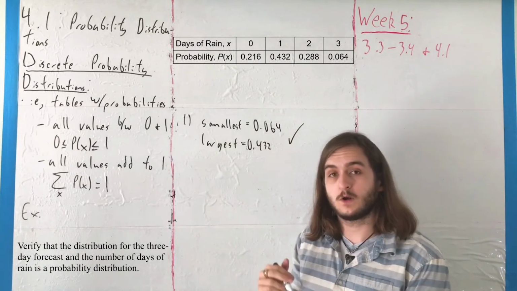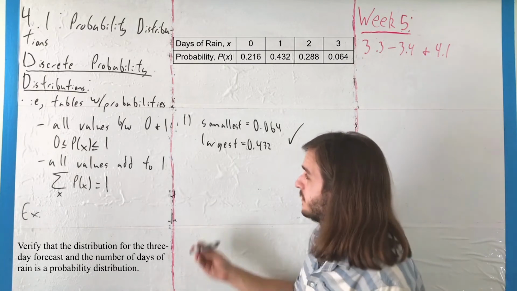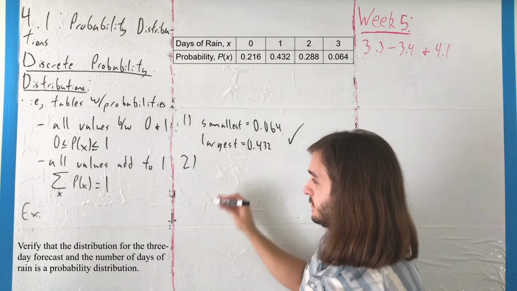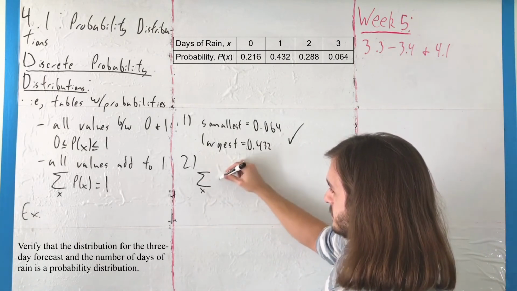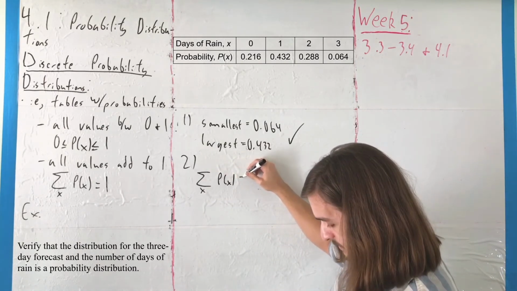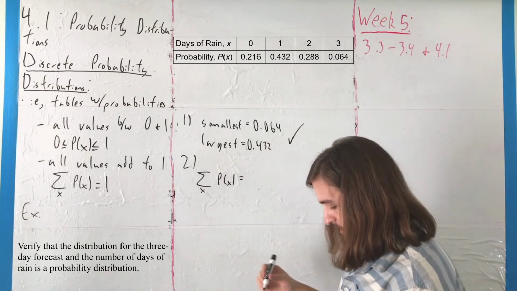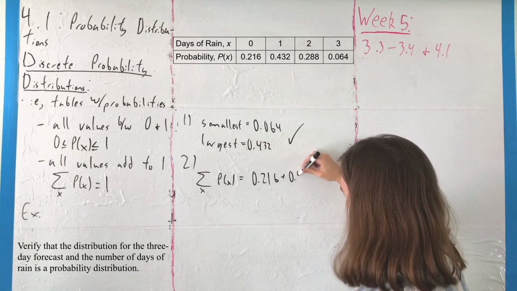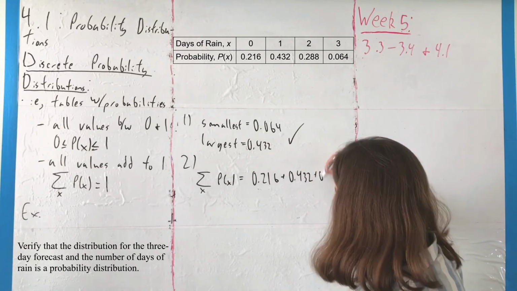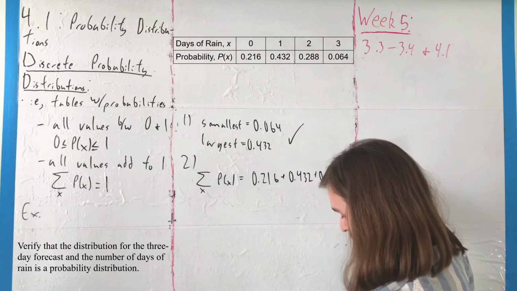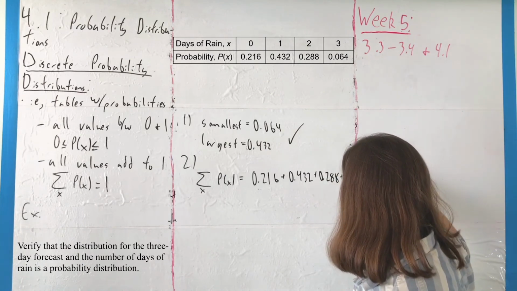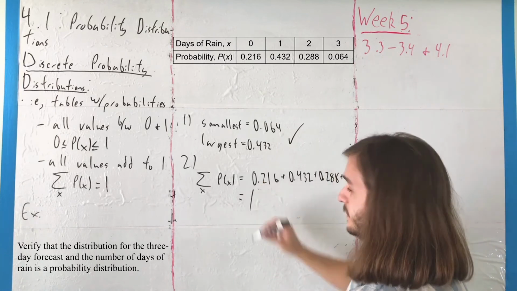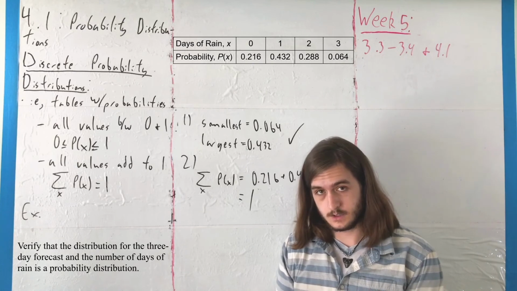In this case, we're good on that step, so we're going to go to the second part, which is checking that the sum of our probabilities, that is the sum over all events of p(x), is equal to 1. Here, that would be 0.216 plus 0.432 plus 0.288 plus 0.064, which here ends up being 1. So we have a valid distribution.